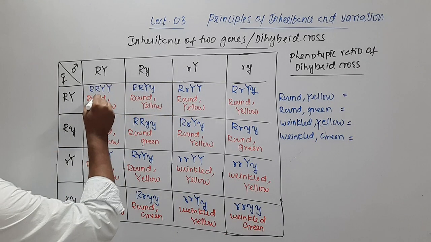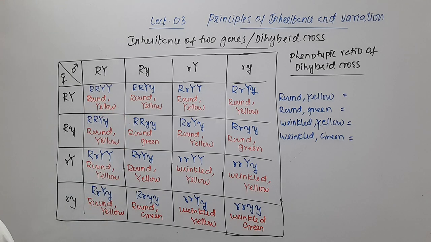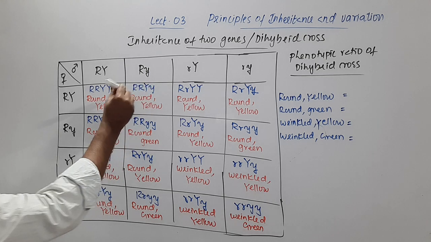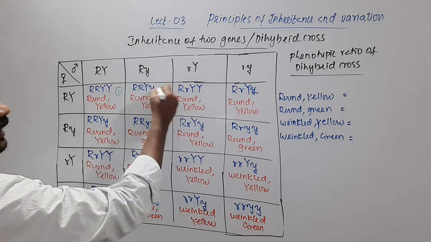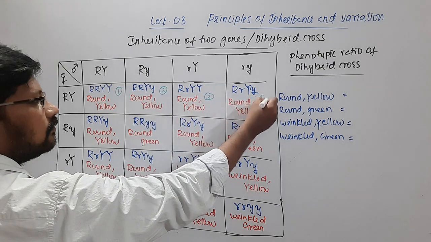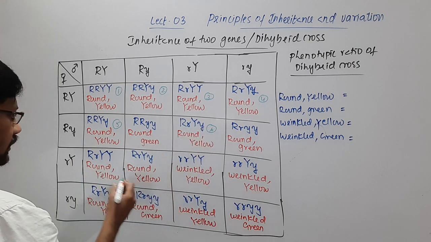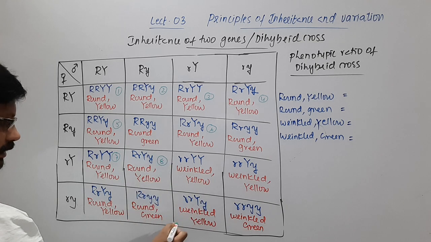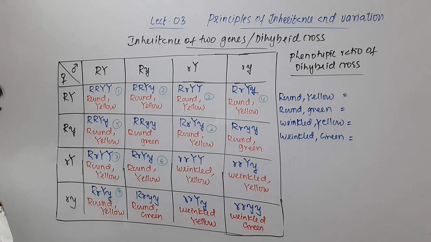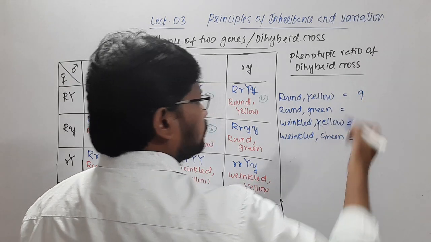So you can see here the round yellow. Here it is 1. Then this is the second one, third one, 4, 5, then 6, then 7, then 8, and this is 9. So in total we find round yellow is 9.